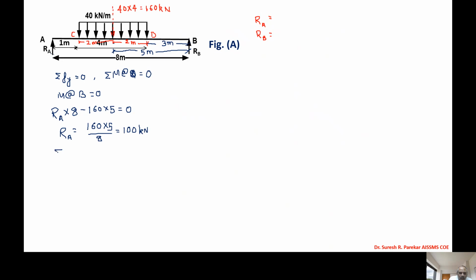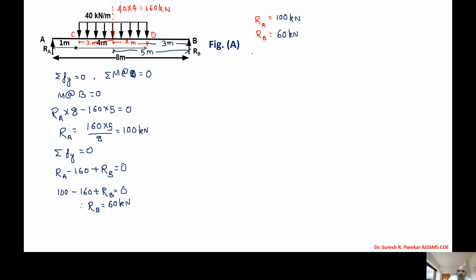Now I will apply Fy equal to 0. So we have summation Fy equal to 0, and then we will get RA minus 160 plus RB, and that is equal to 0. Now we know the value of RA is 100. So 100 minus 160 plus RB equal to 0, and we will get the value of RB, that is equal to 60 kilonewtons. So we have RA as 100 kilonewtons, and RB we have as 60 kilonewtons.